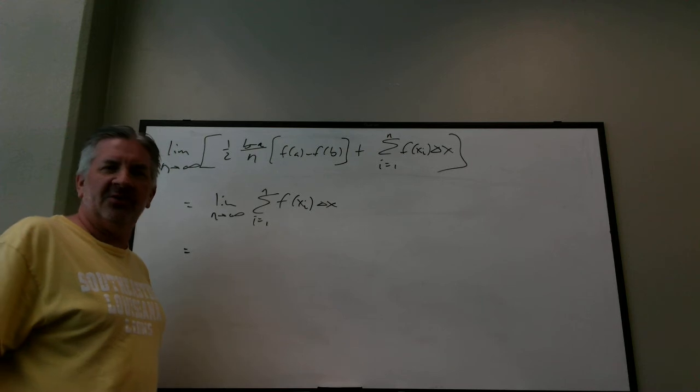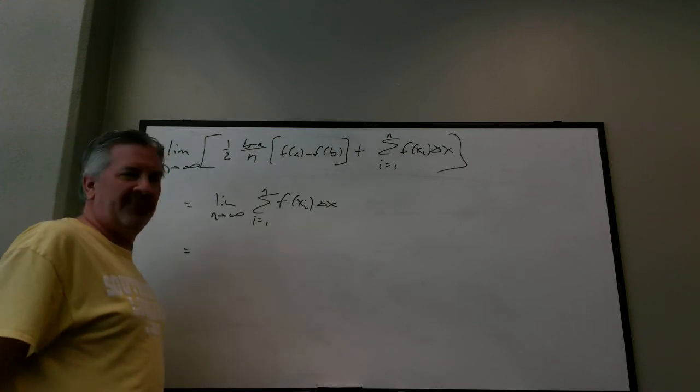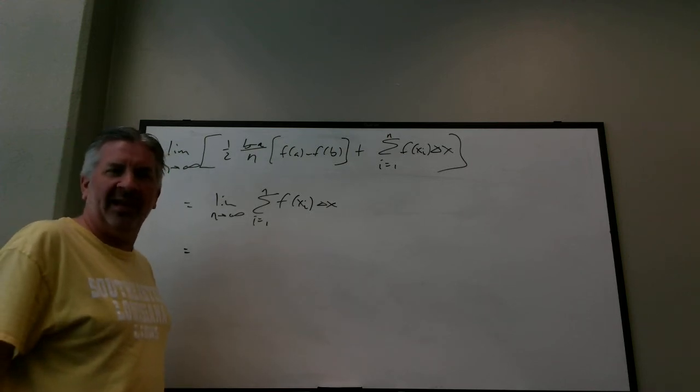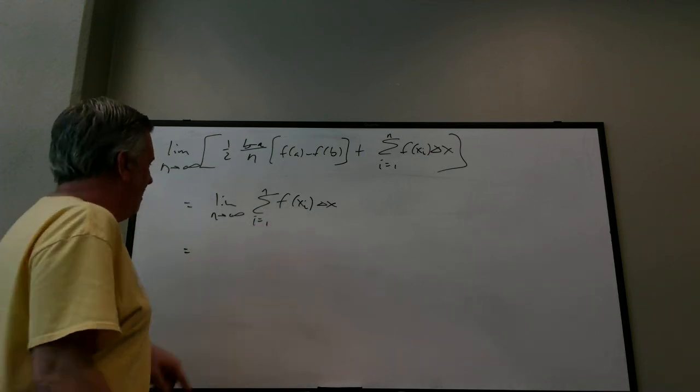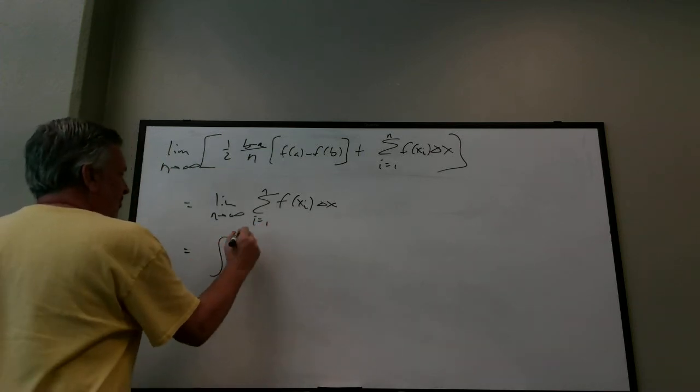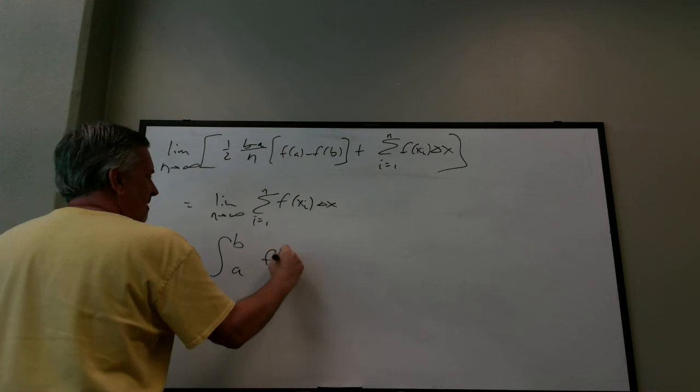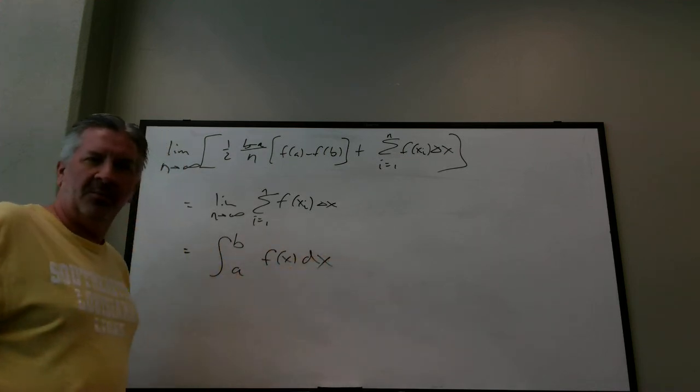And what's the definition of what do we have? The limit of a Riemann sum, that's the definition of what? A definite integral. So the limit of a Riemann sum is the definite integral from a to b of the function f of x. And there we go, pops right on there.